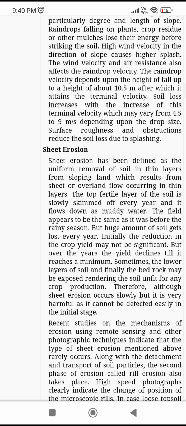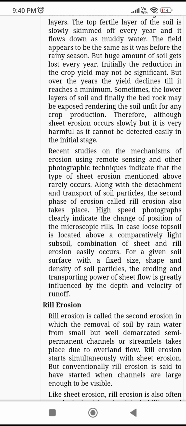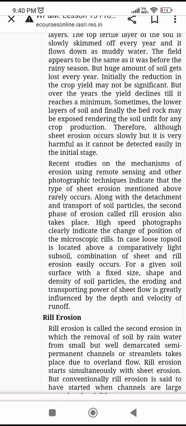Now another one is sheet erosion. Sheet erosion has been defined as the uniform removal of soil in thin layers from sloping land, which results in sheet or overland flow occurring in thin layers. So this is the definition of sheet erosion.